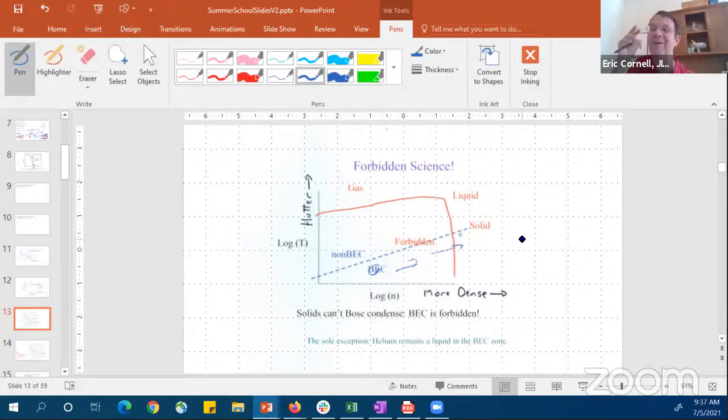You've all seen scanning tunneling microscope pictures. In a solid, you can actually identify each atom by where it is in the lattice. So the particles are no longer indistinguishable.